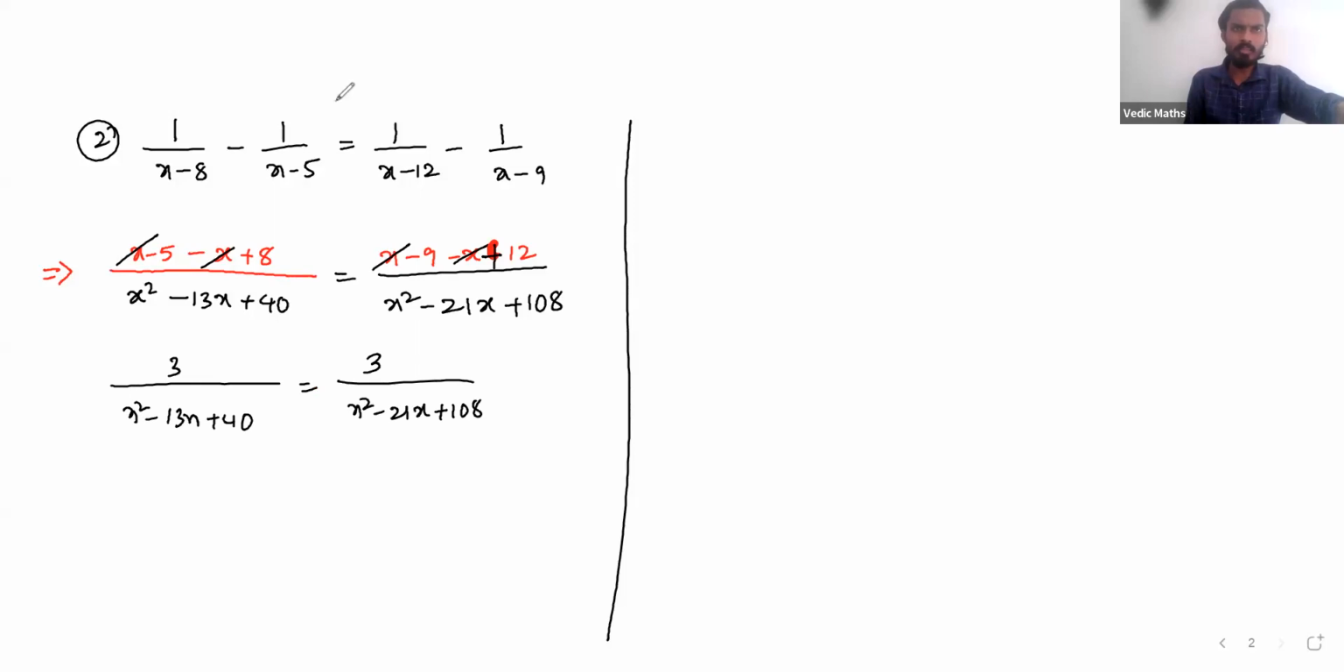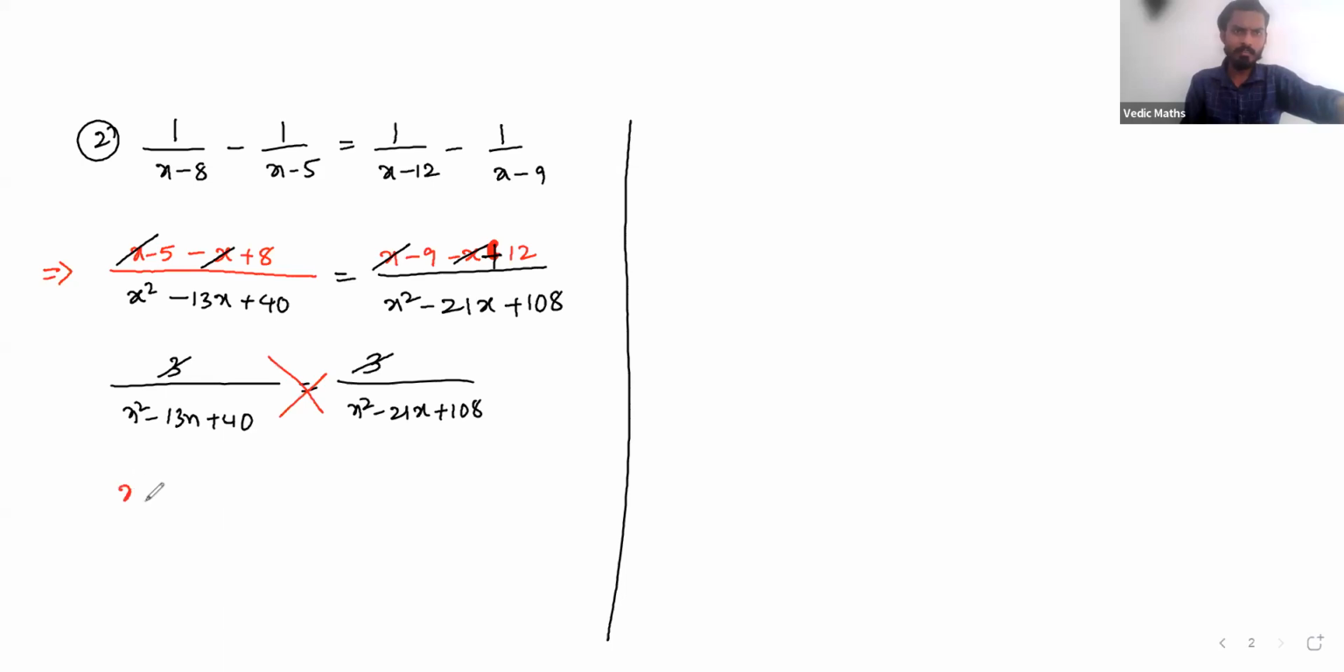Now you observe very carefully. Here, what happened? You have to observe. In this case, the numerators are the same, so there is no problem. You can cancel them out, because it's the numerator, so I'm not going to consider this one. Let me take the cross multiplication.